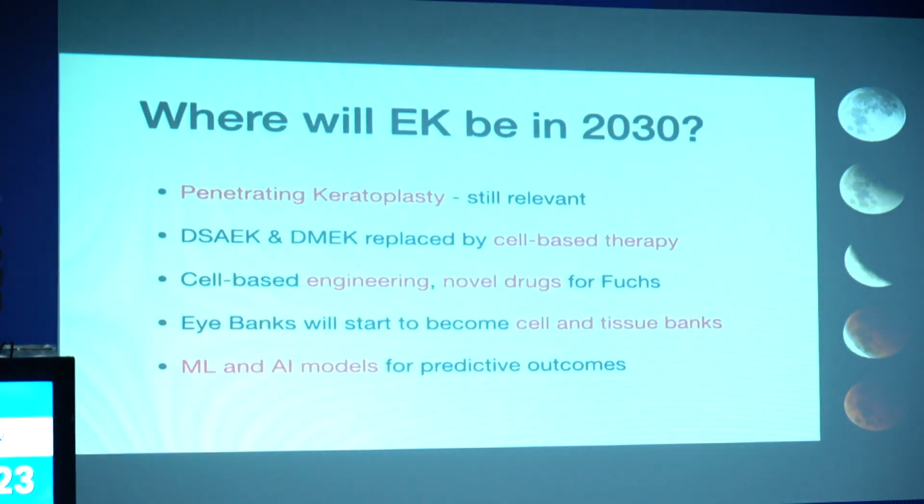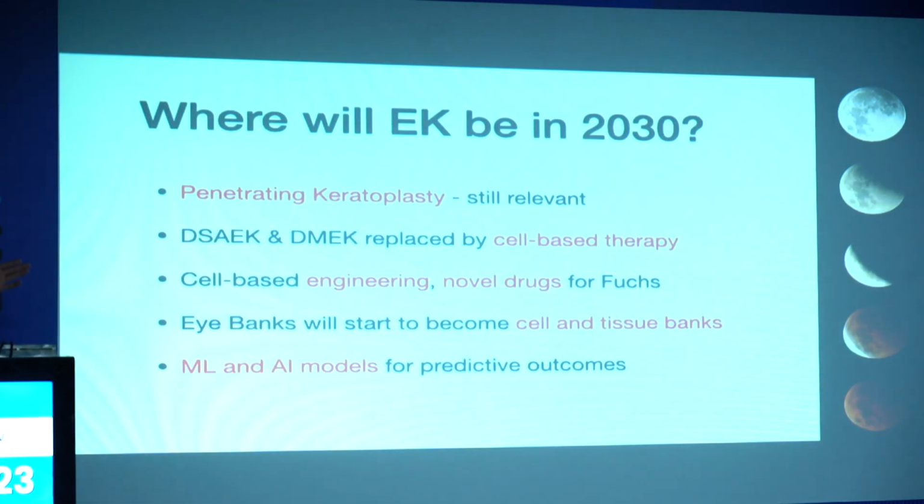So to summarize, where endothelial keratoplasty is potentially going to be in about 5 to 7 years' time, PK obviously is going nowhere because we still have so many scars, we have so many infections. DSEC and DMEC eventually will be replaced by cell-based therapy. So don't worry if you are not having very good outcomes with DSEC and DMEC, you'll probably just need to know how to inject in the future.